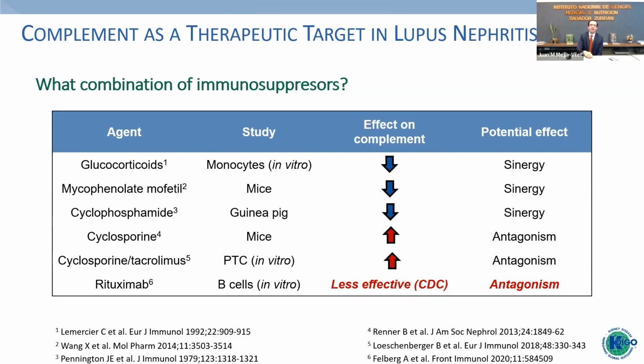For example, in animal models and in vitro experiments, glucocorticoids, mycophenolate, and cyclophosphamide have been shown to decrease complement activation, while calcineurin inhibitors have shown an increase in complement proteins. I don't see a potential problem in this because there can be a synergy or a complementary function of complement inhibitors with these medications. However, rituximab and many monoclonal antibodies, once they bind to the B cells, exert their action by using complement, by complement-dependent cytotoxicity. So if we inhibit complement, then we will be antagonizing the functions of rituximab and other monoclonal antibodies, and maybe they won't work as well as without a complement inhibitor. So maybe that's the only combination that is not good to study.